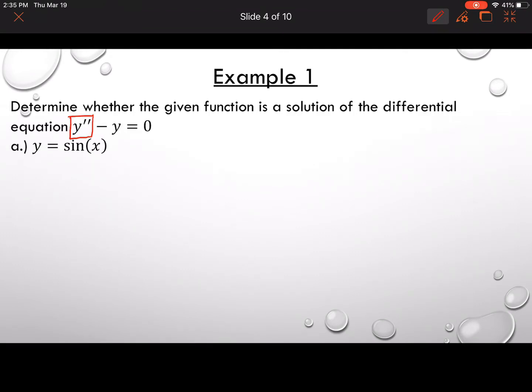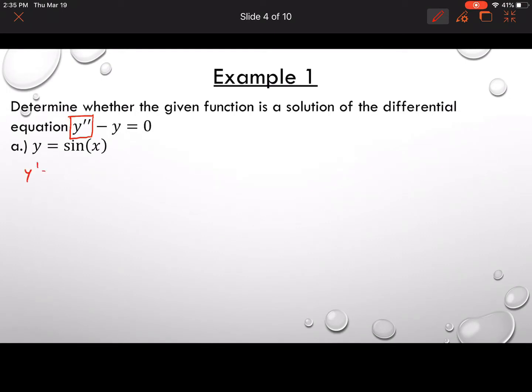It means that if we were to take each of these functions and plug them in appropriately into the differential equation, does it make the equation true? So this first equation, we have y equals sine of x. Well, we know what y is equal to, but we don't know what y double prime is equal to. But let's find what y double prime is equal to.